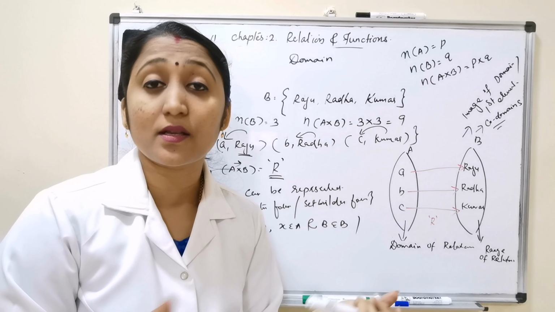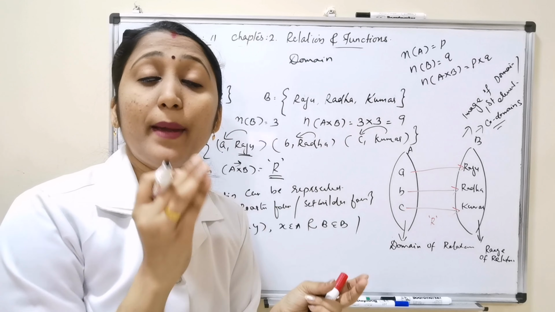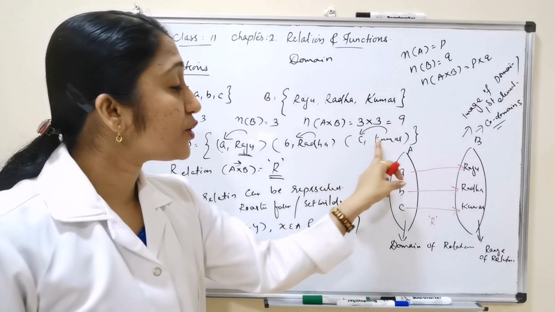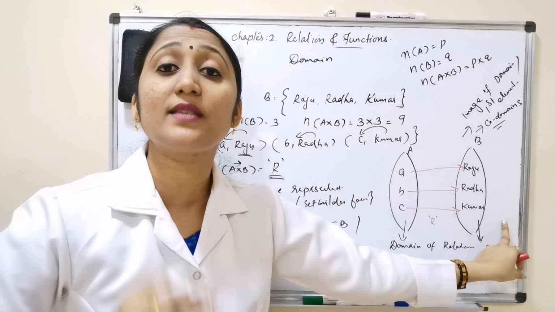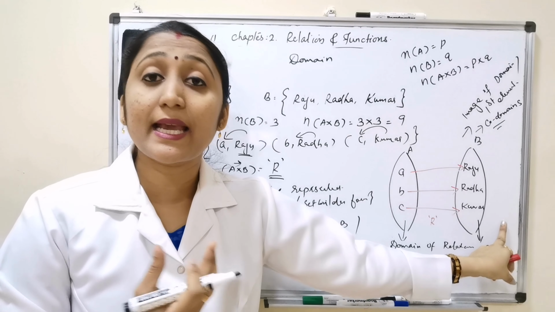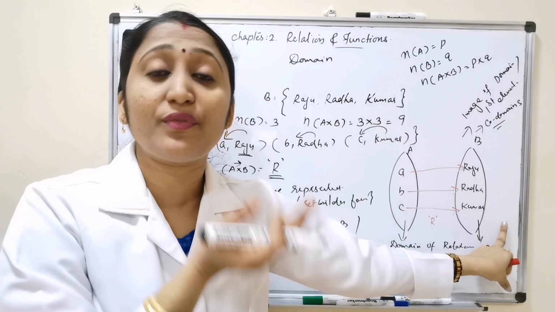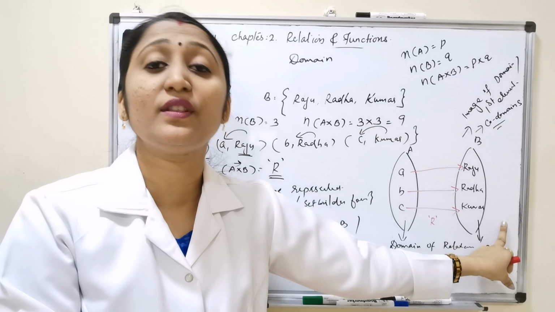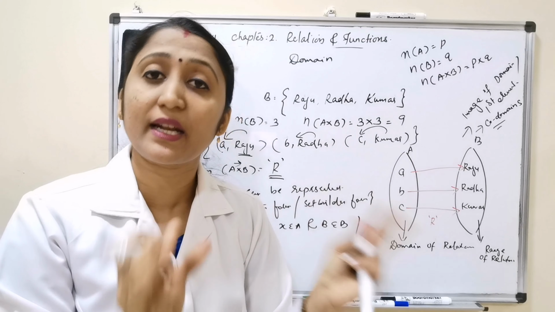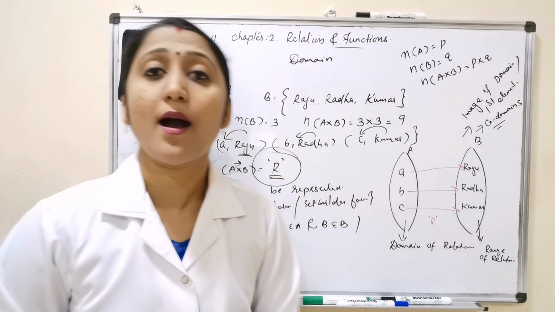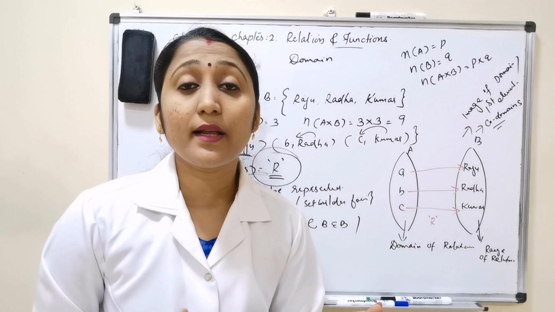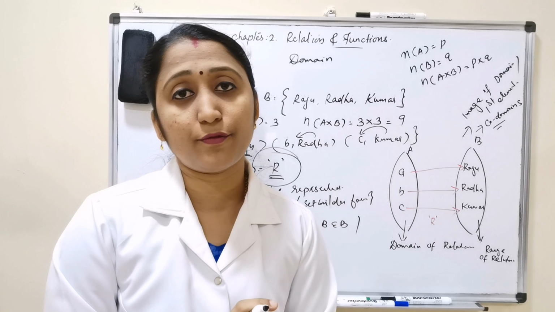Anyway, we can write it with three names based on the domain. So the first element is called the domain and the second element is called the range. Otherwise, the second element is called the image of the first element or codomain of the first element or range of the relation. It is denoted by R. It can be represented in the roster form or set builder form.